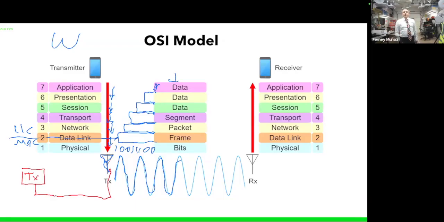In the air is not a Word document. In the air is not data. In the air is not a segment. In the air is not a packet. In the air is not a frame. In the air is not a byte. As a matter of fact, in the air is not a bit, is not a 1, is not a 0. In the air is just waves.